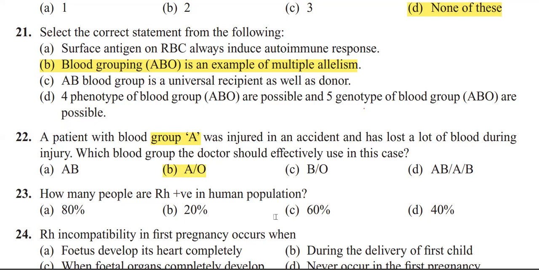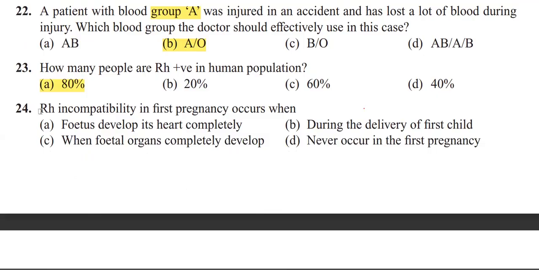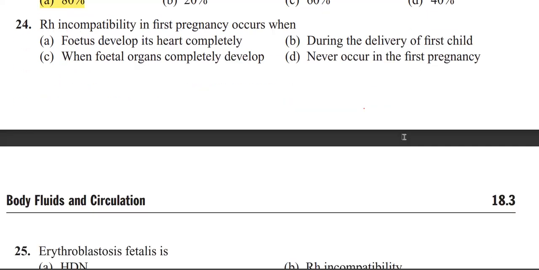How many people are RH positive in human population? 80%, 20, 60, 40. Majority of human population are with RH antigen. Therefore, 80%. RH incompatibility in first pregnancy occurs when fetus develops its heart completely during the delivery of the first child, when fetal organs completely develop, never occur in the first pregnancy, during the delivery of the first child.